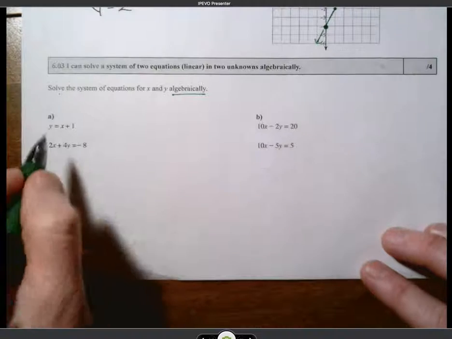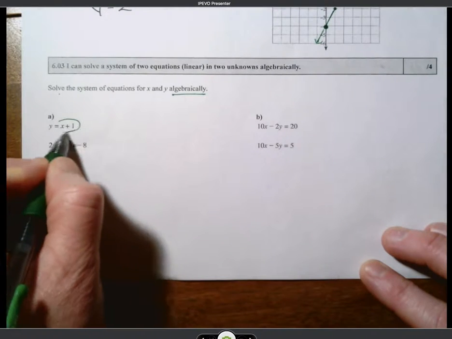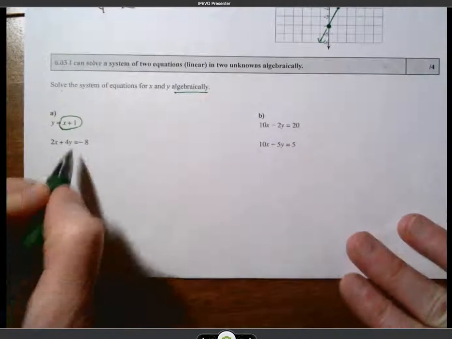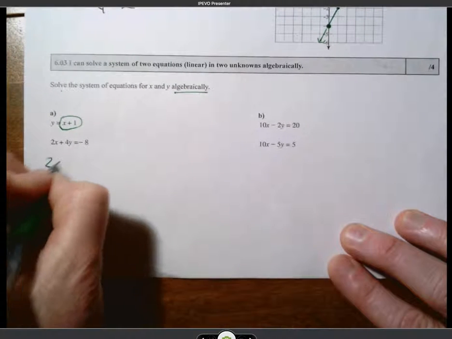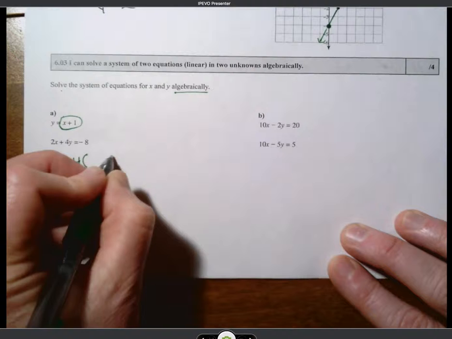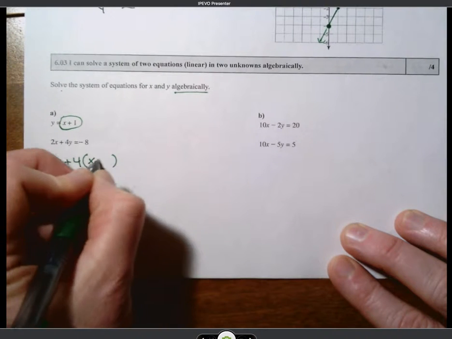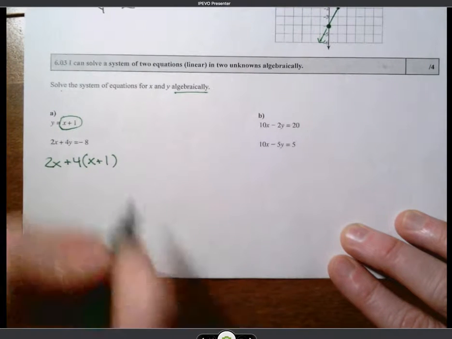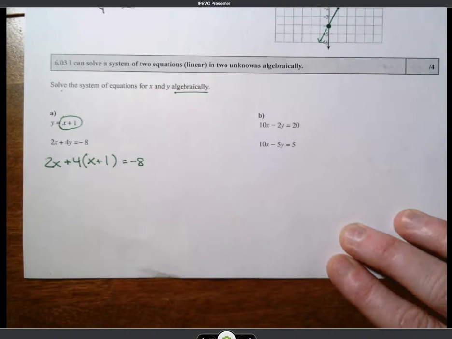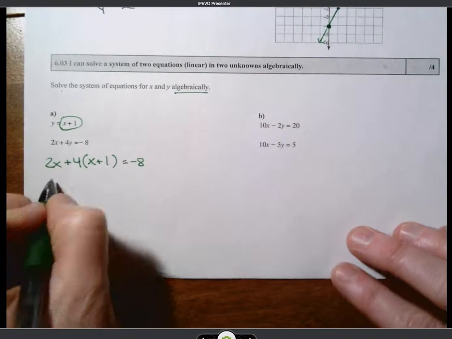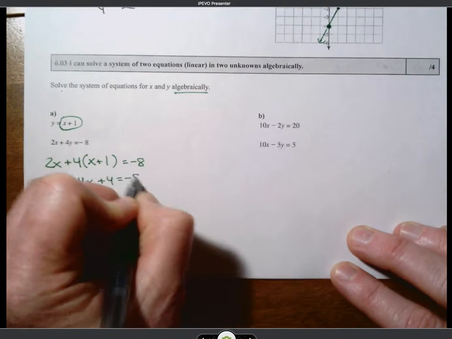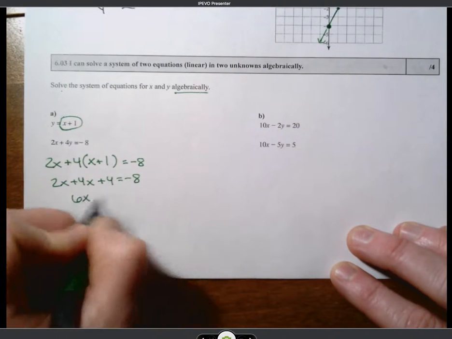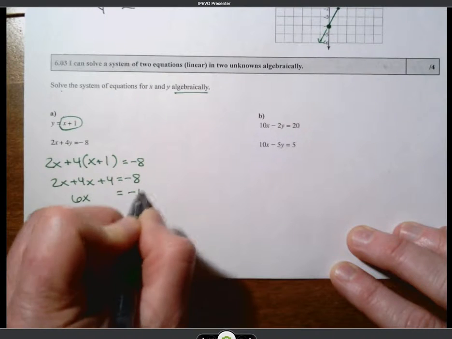So what I'm going to do here is take x + 1, and where I see y, I'm going to substitute x + 1. So this becomes 2x + 4, and where the y was, I'm going to put an (x + 1), is equal to -8. And now I just solve that for x. So this is 6x. If I subtract 4, I get -12.